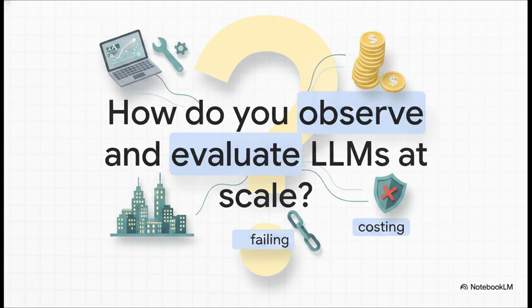When a rogue API call spikes your cloud bill overnight and gives your CFO a literal heart attack, you can't just shrug it off. You need to know exactly what your model is doing, how much it's costing you, and exactly where it's failing. You need observability. Imagine you're an enterprise engineering manager handling sensitive data and strict uptime. You need a platform that gives you absolute X-ray vision into your AI's decision-making process.